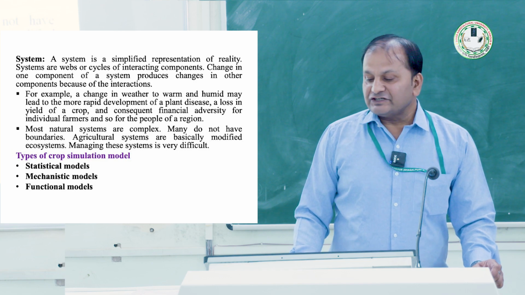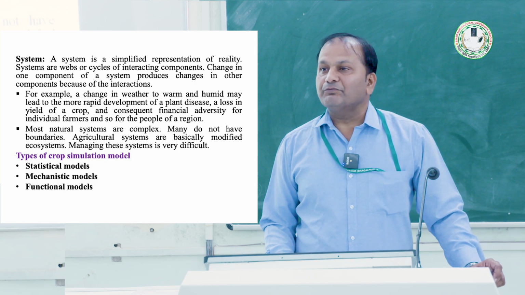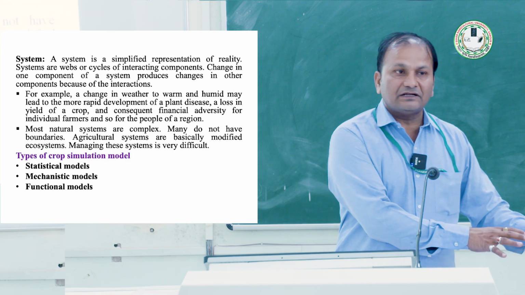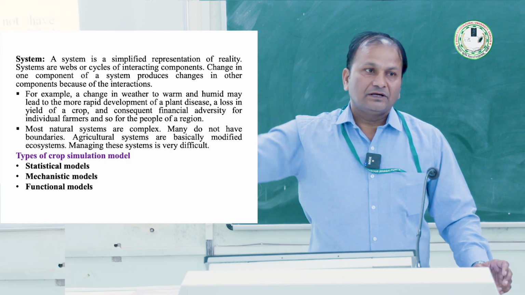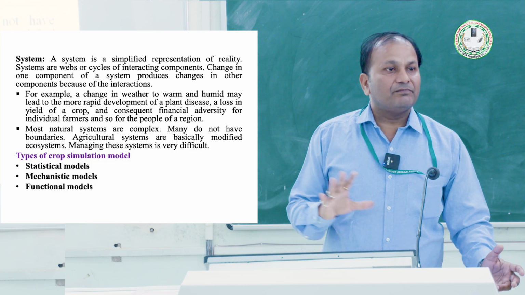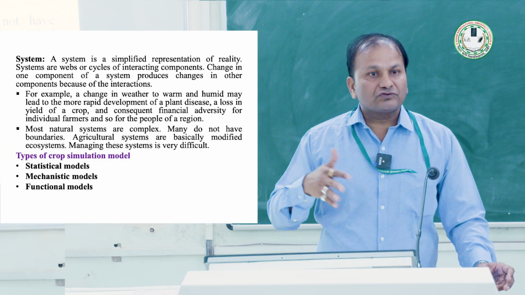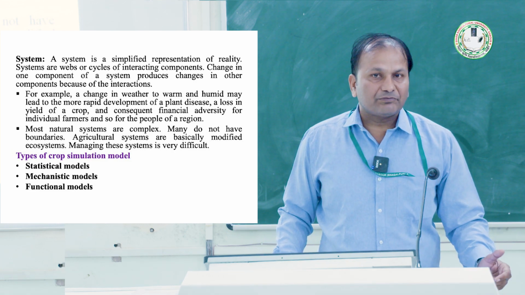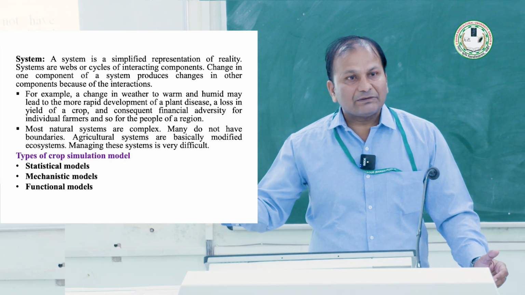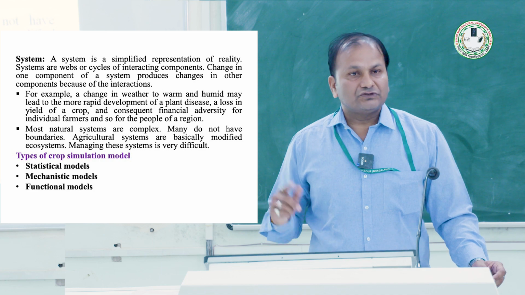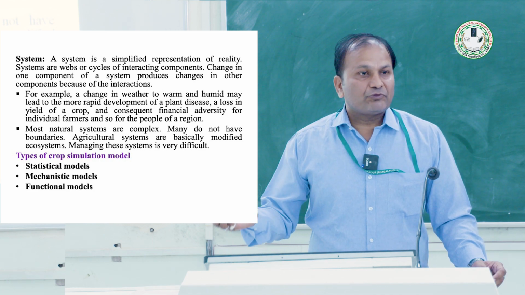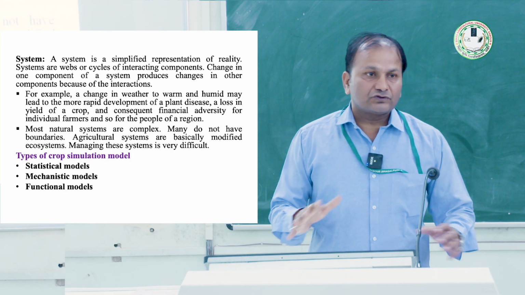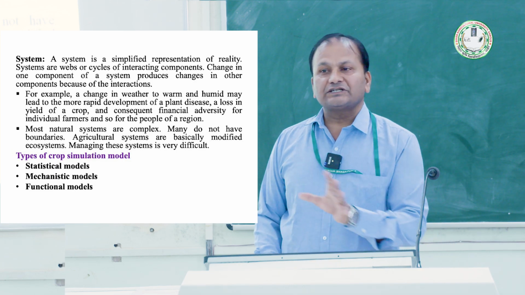cycles of interacting components. Change in one component of a system produces changes in another component. Means if we are changing here, then it will show another change. Means we are changing the weather, so it may affect crop growth. It may also affect the soil condition. Means if temperature is high, then soil temperature will also be high. So due to high soil temperature, maybe evapotranspiration will be more, in the soil and in the plant also. So everything is changing. These all are connected to each other.